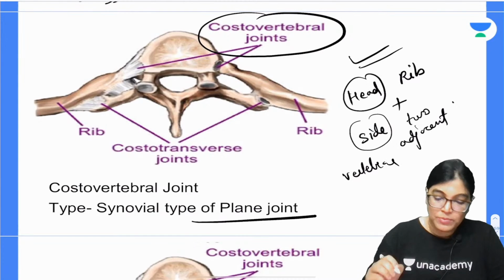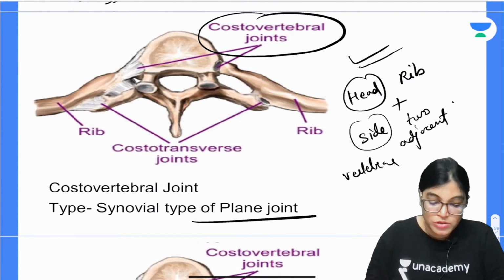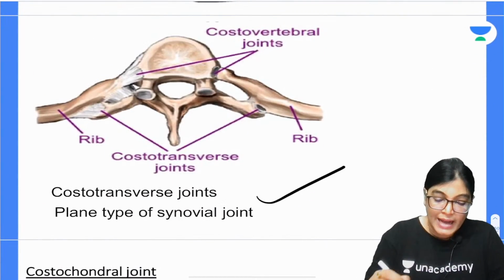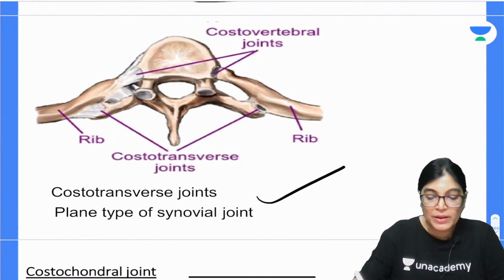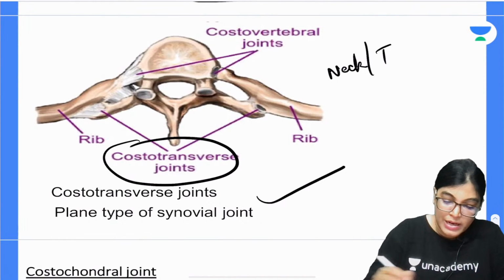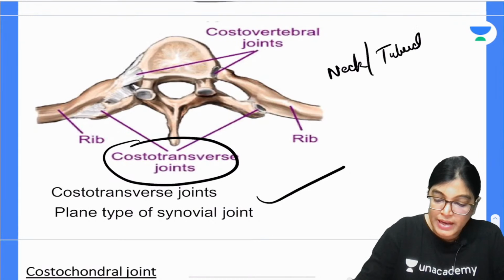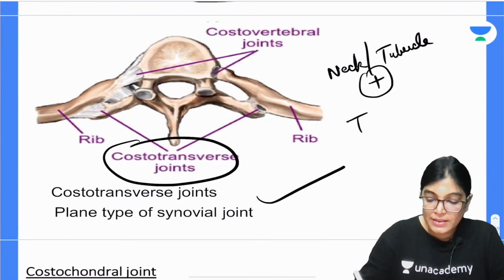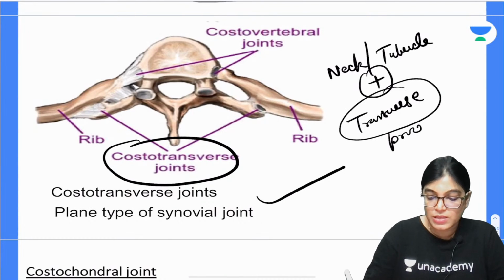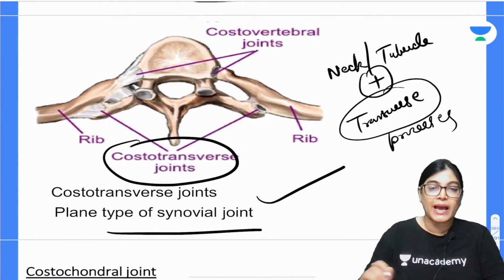So, this is plain type of synovial joint. When I am talking about costotransverse joint, it is also an example of plain type of synovial joint, and it is the articulation happening between the neck and the tubercle of the rib and the transverse process of the corresponding thoracic vertebra. This is also a plain type of synovial joint.